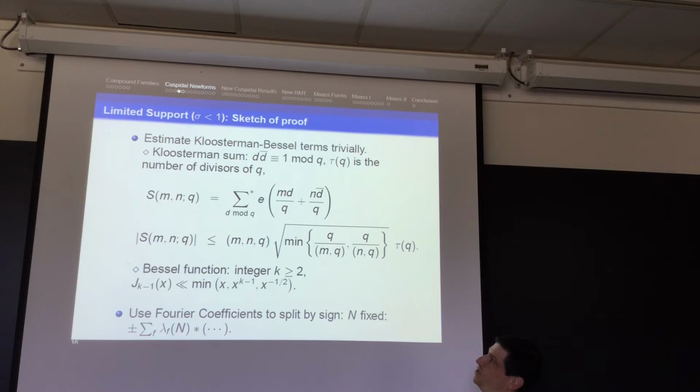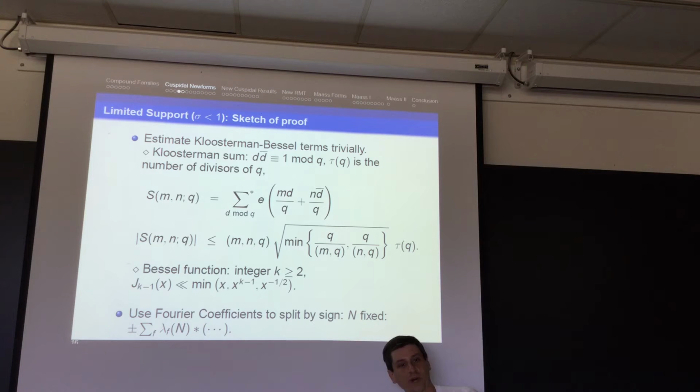So to get limited support, we have the Kloosterman sum. It turns out you have a nice bound for the Kloosterman sum. You have nice bounds for the Bessel function. You have bounds for the Fourier coefficients. What this is essentially saying is bound everything crudely, assume there's no oscillation, there's no cancellation by sign, put in these weak bounds, and you can get support up to a certain range without any trouble.